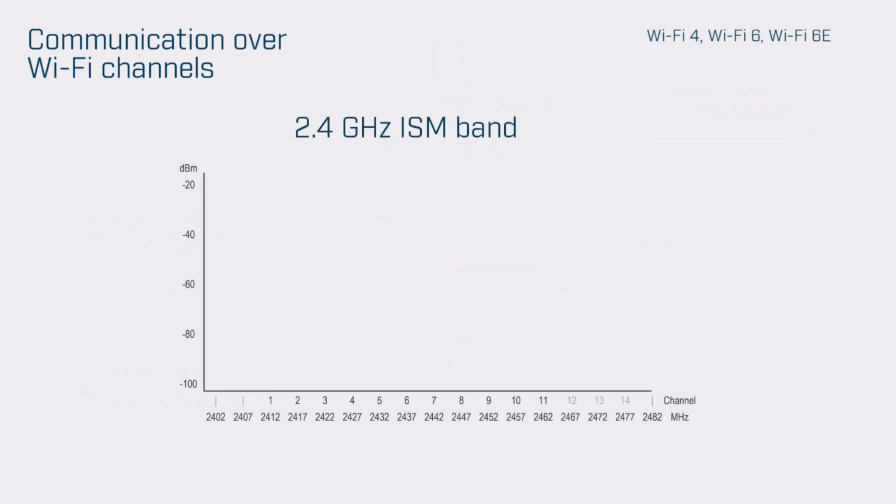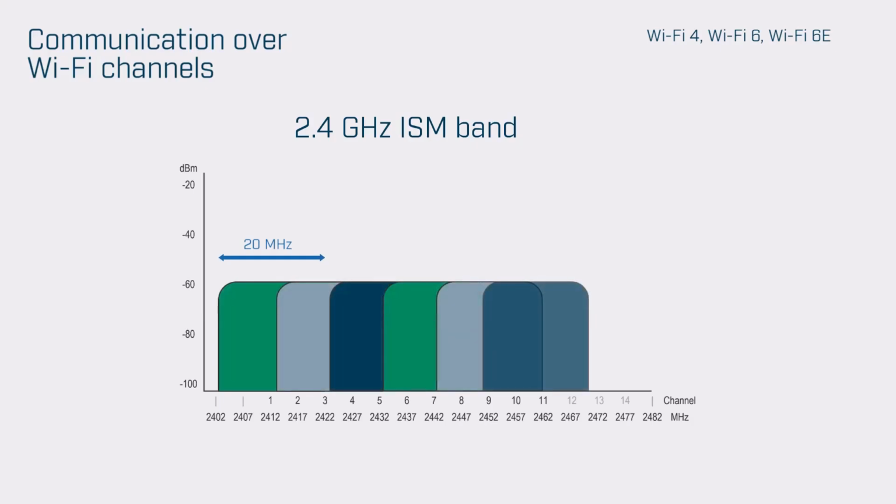Let's first look at the channels in the 2.4 GHz band. There are 14 channels, of which 11 are available worldwide. Each channel is separated by 5 MHz. If each channel would be used by Wi-Fi with the bandwidth of 20 MHz, overlap and interference would occur.